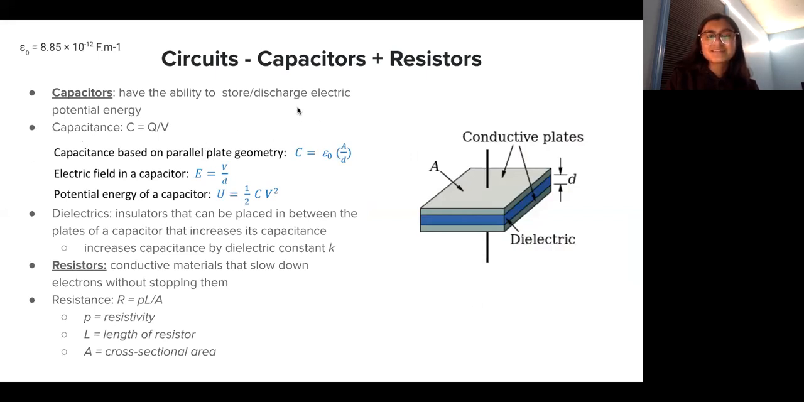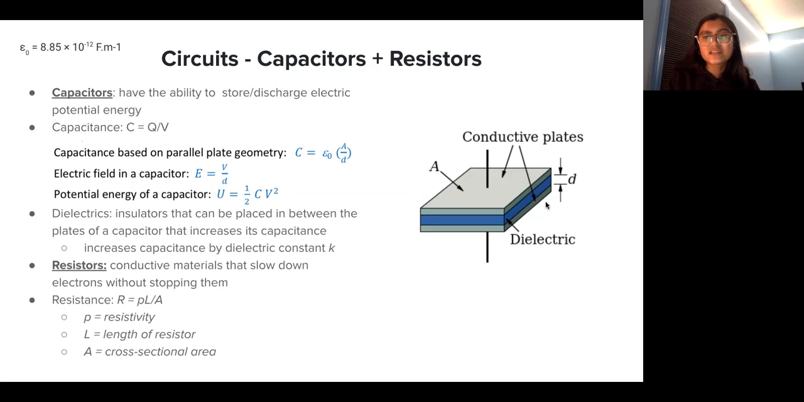So circuits will also involve capacitors and resistors. Capacitors will have the ability to store electric potential energy, and the formula for capacitance is Q over V, where Q is the charge and V is the voltage. These are some formulas that you should also know. They will probably come up in any sort of circuit problem. Knowing the electric field inside a capacitor, determining capacitance, not from this formula, but from the geometry of the capacitor itself, as well as the potential energy of the capacitor.